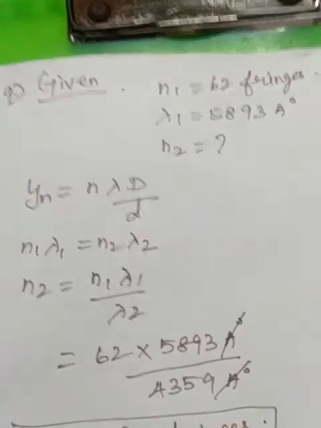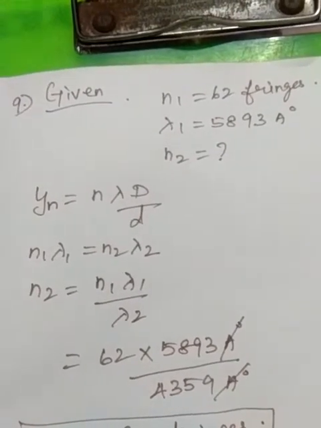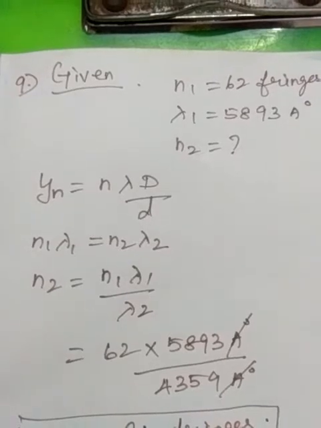yn is equivalent to n lambda D by d. Okay, so this one you have to split and write n1.